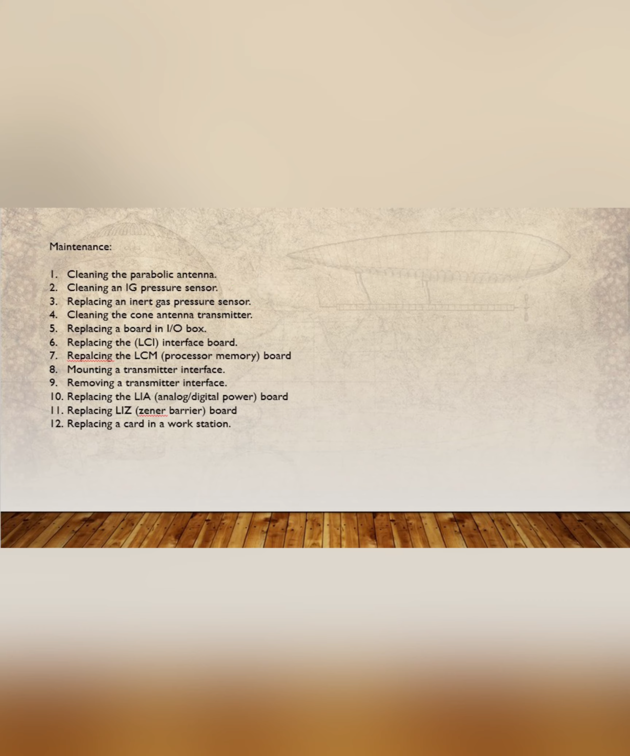IG pressure sensor, third replacing an inert gas pressure sensor, fourth cleaning the cone antenna transmitter, fifth replacing a board in I/O box, sixth replacing the LCI interface board, seventh replacing the LCM processor memory board, eighth mounting a transmitter interface, ninth removing the transmitter interface, 10th replacing the LIA or analog digital power board, 11th replacing LIZ Zener barrier board, and the last one is replacing a card in a workstation.